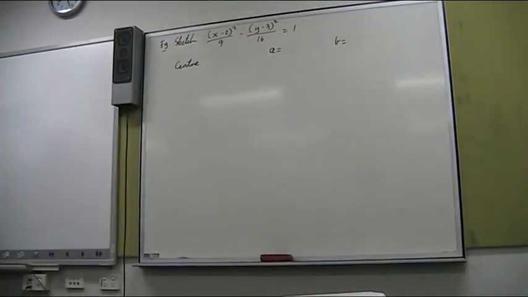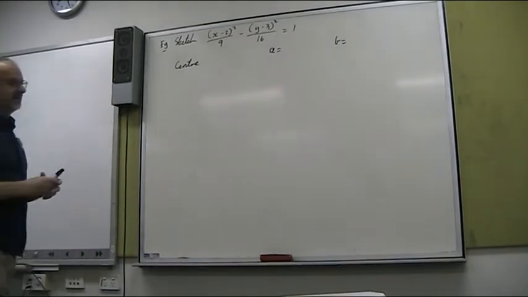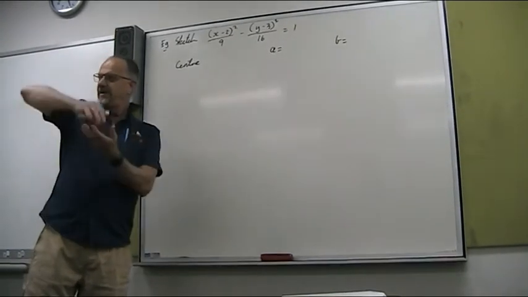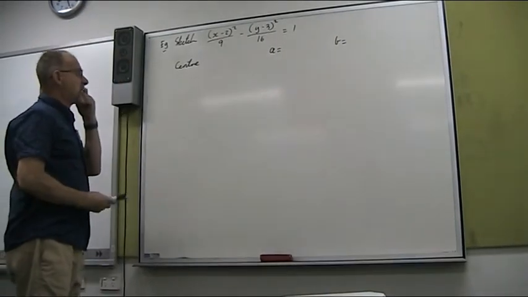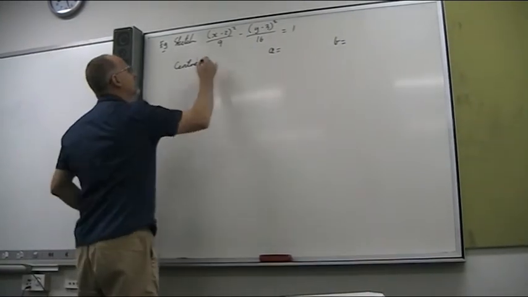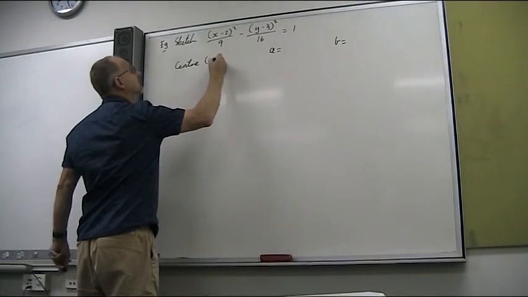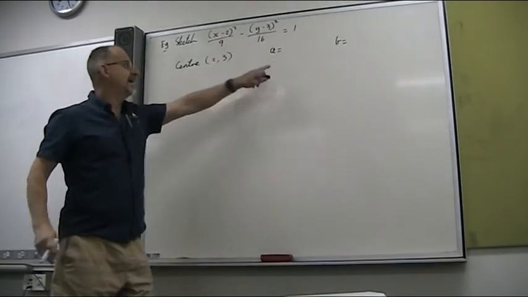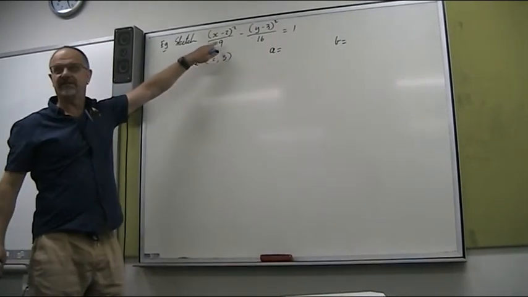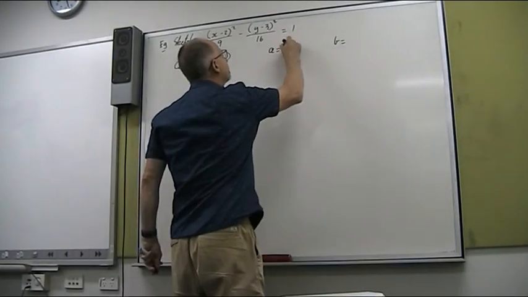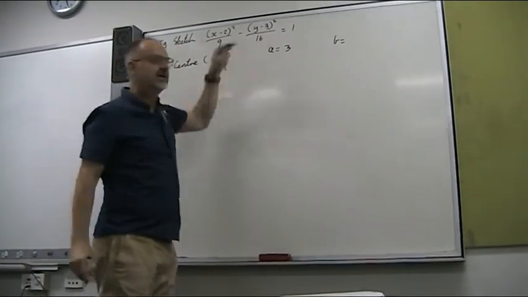Alright, so we need to know where that centre point is, and then we need to know how much to go this way and how much to go this way. So centre point for this one would be 2 and 3. A, 3, don't forget you've got to square root that number there, 3. And B, 4.